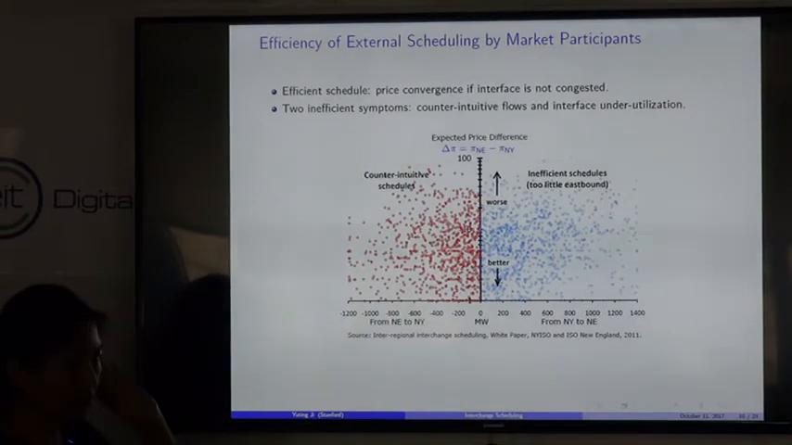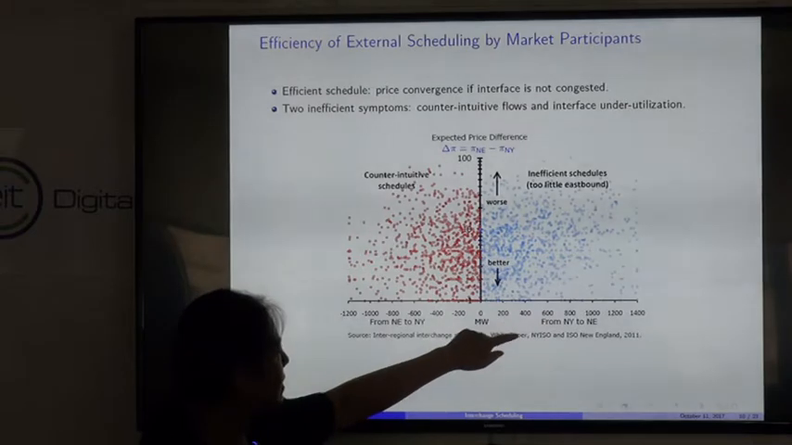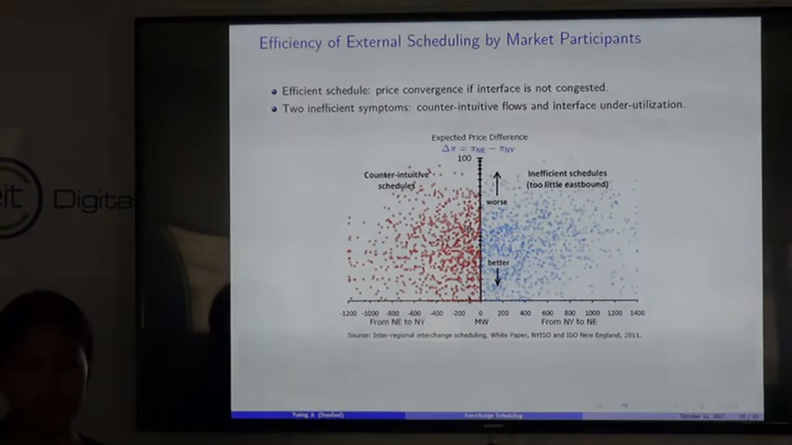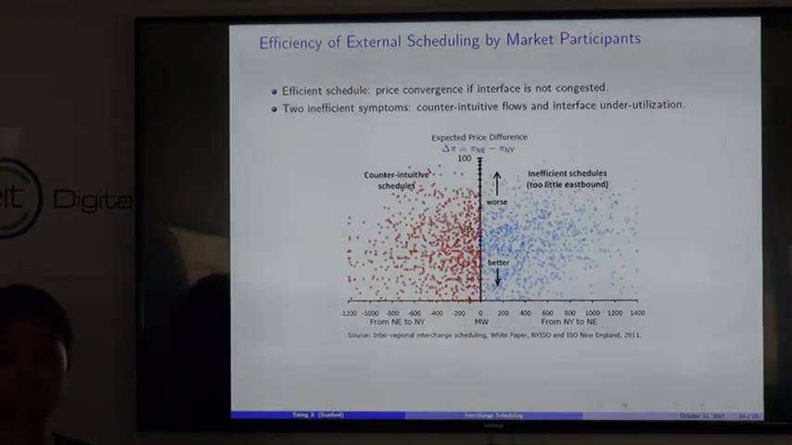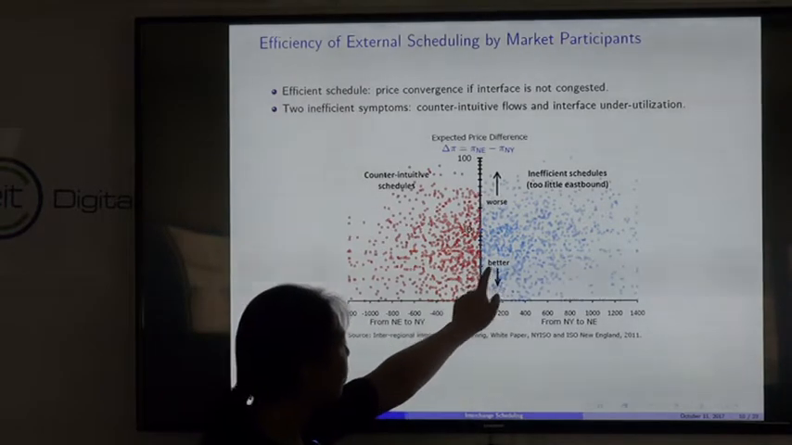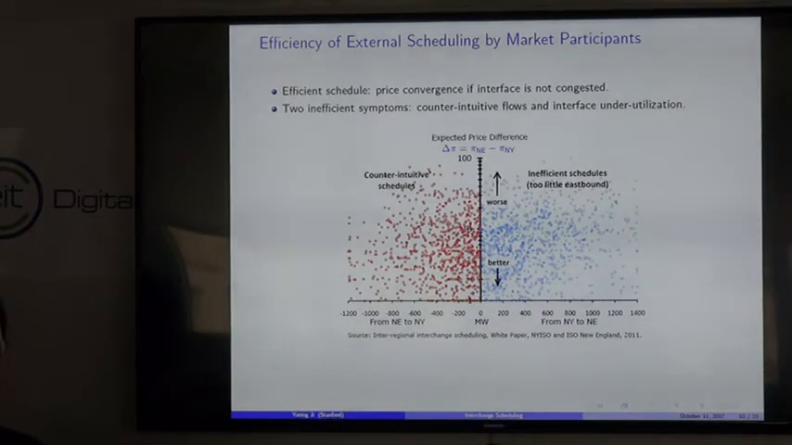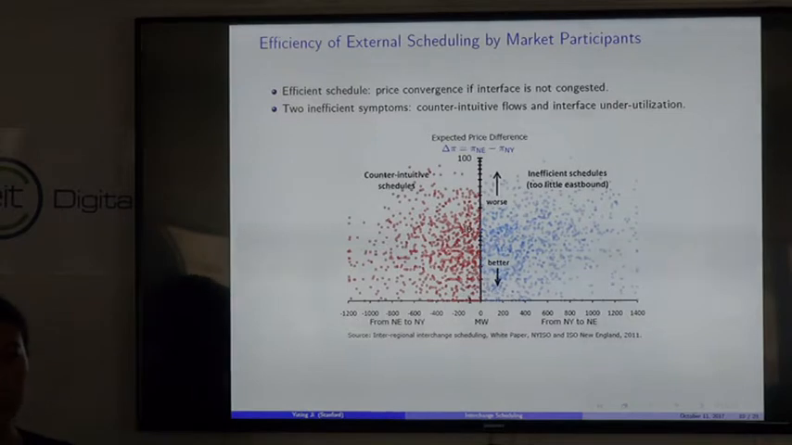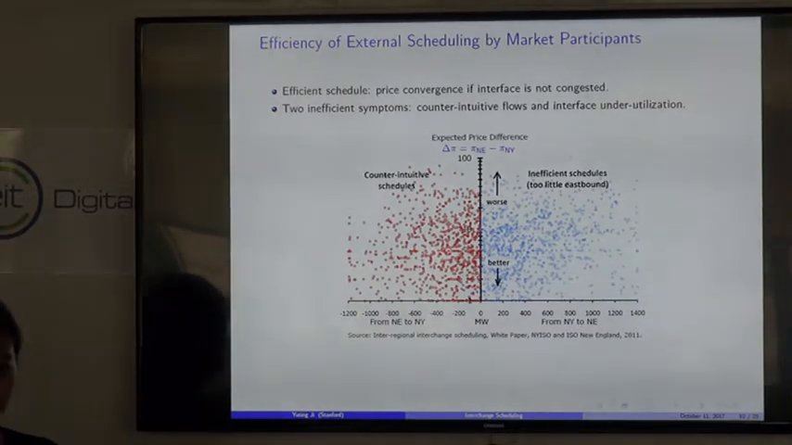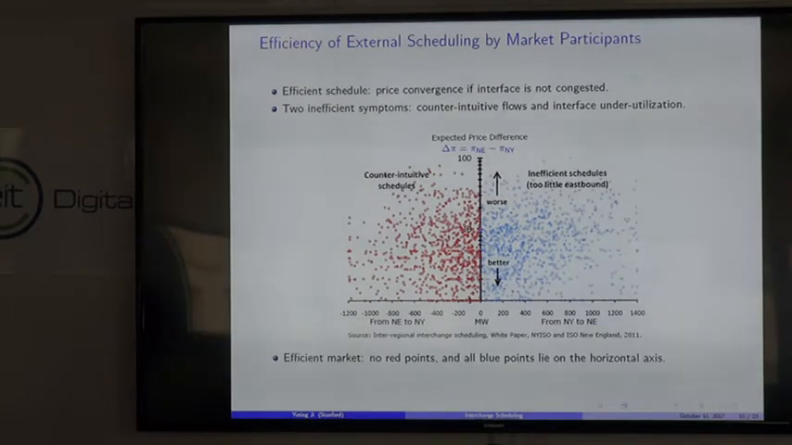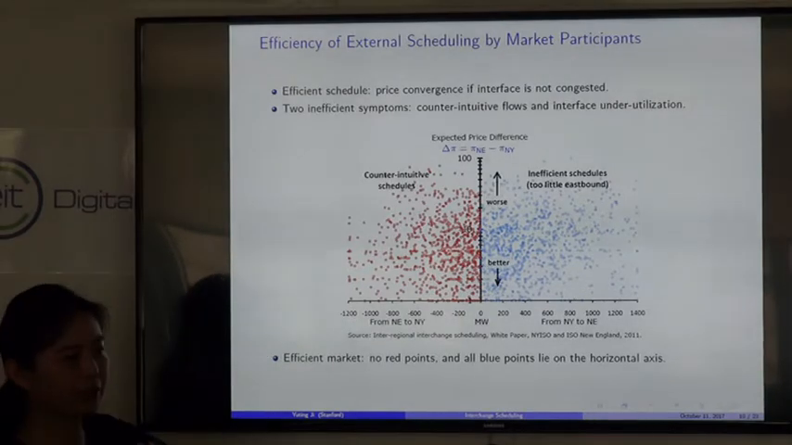So the left-hand side is all counterintuitive flows, but on the right-hand side, we can see the power is now flowing from the low price region to the high price region. The direction is economically correct, but the problem is for the point over there, if you move more power from the low price region to the high, the price difference would be smaller until convergence. That's the point where you do not need to move further flow. So here is a subtle inefficiency. You can make more, or reduce your cost, by further increasing your flow from low price region to the high.